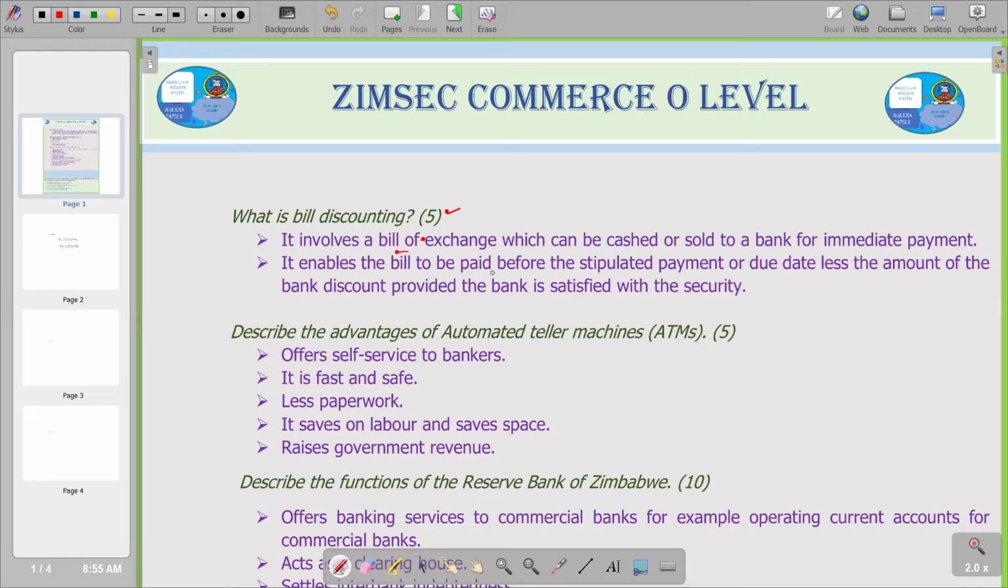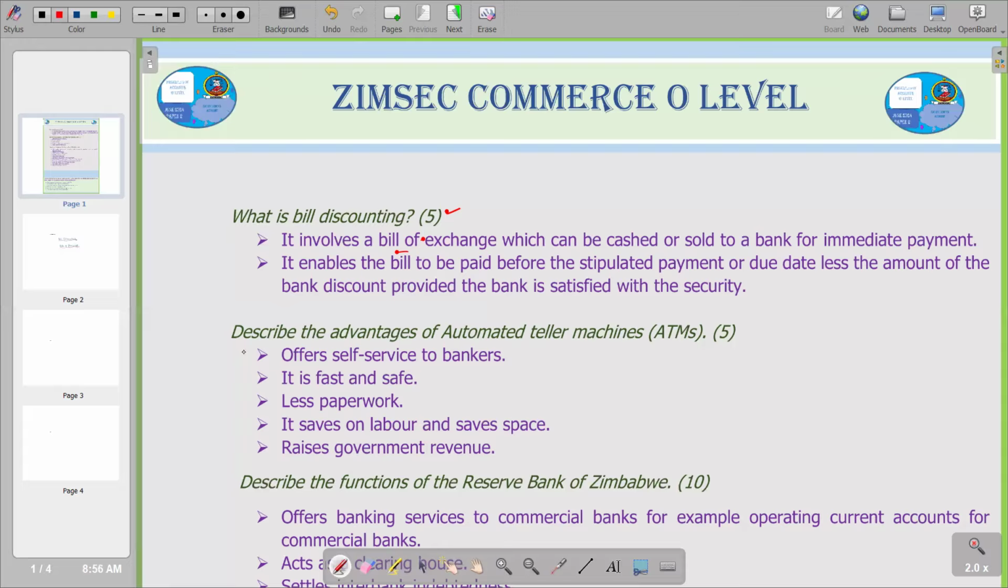Then you go to the second point. It enables the bill to be paid before the stipulated payment or due date, less the amount of the bank discount provided. The bank is satisfied with the security. Basically, as we explained, the business is going to get an amount that is less than the amount on the bill, and then when the bill is due, the payer is supposed to pay the bank. So the bank is going to gain the difference between the money that they paid the business and the money that the payer is going to pay them.